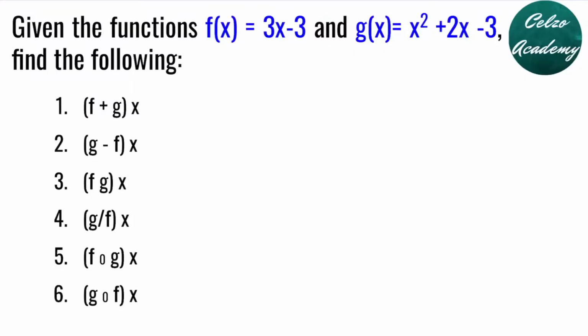Given the functions f of x is equal to 3x minus 3 and g of x is equal to x squared plus 2x minus 3, find the following: f plus g of x, g minus f of x, f times g of x, g divided by f of x, f compose g of x, and g compose f of x. Give it a try and play the video whenever you're ready for the solutions.